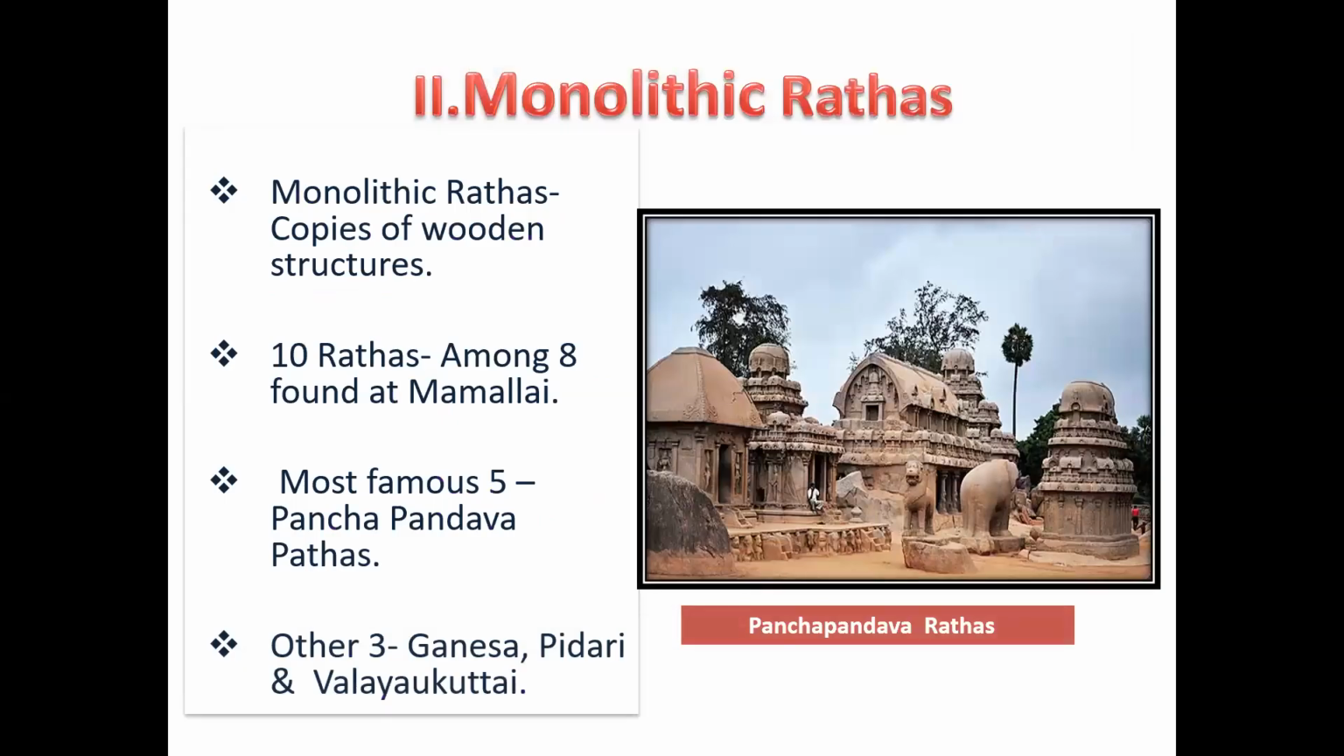Monolithic rathas. The monolithic rathas, in the same style as the mandapas, are clearly copies of wooden structures. There are 10 rathas. Among the 8 found at Mamallapuram, the most famous 5 are called the Panchapandava Rathas. The other 3 are the Ganesha Ratha, Pidari and Valayankuttai.